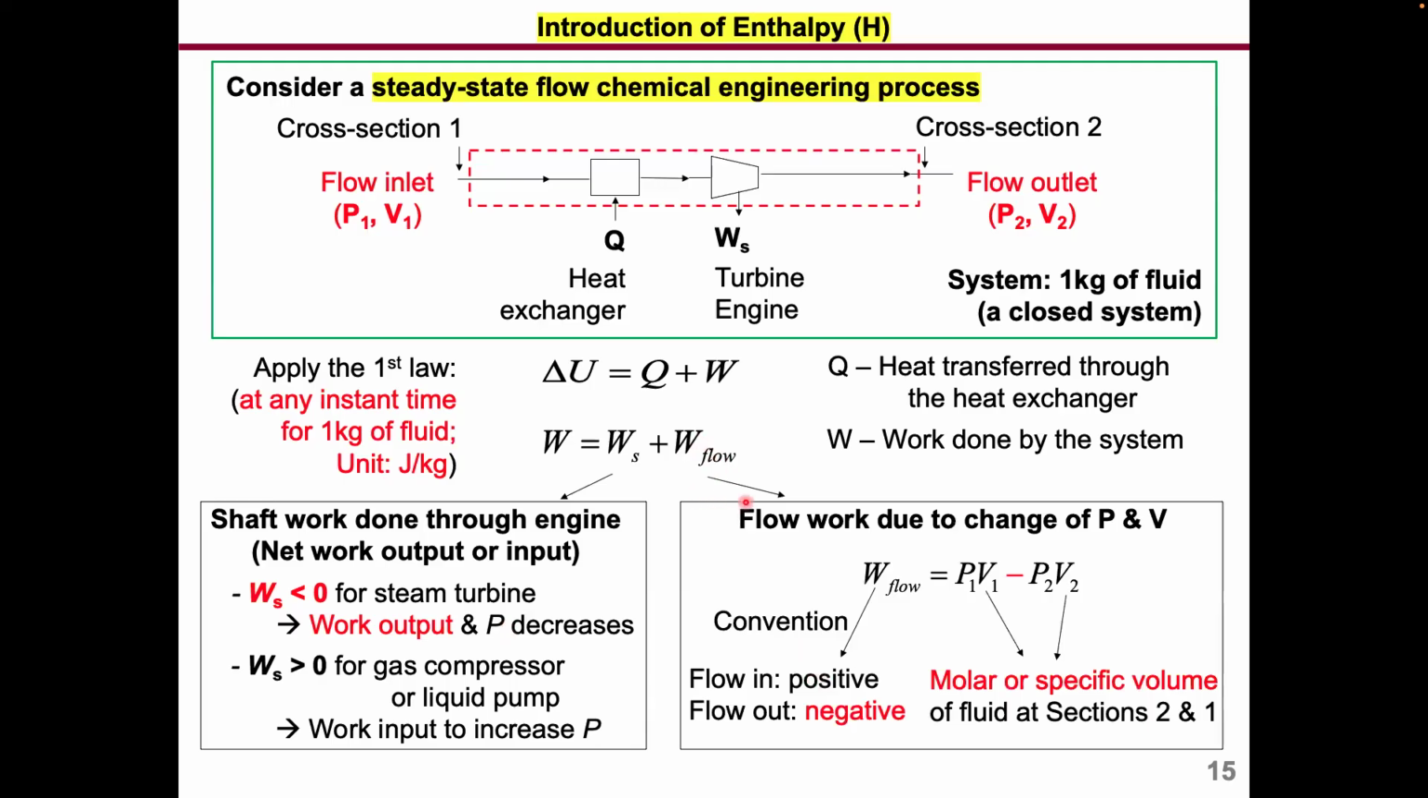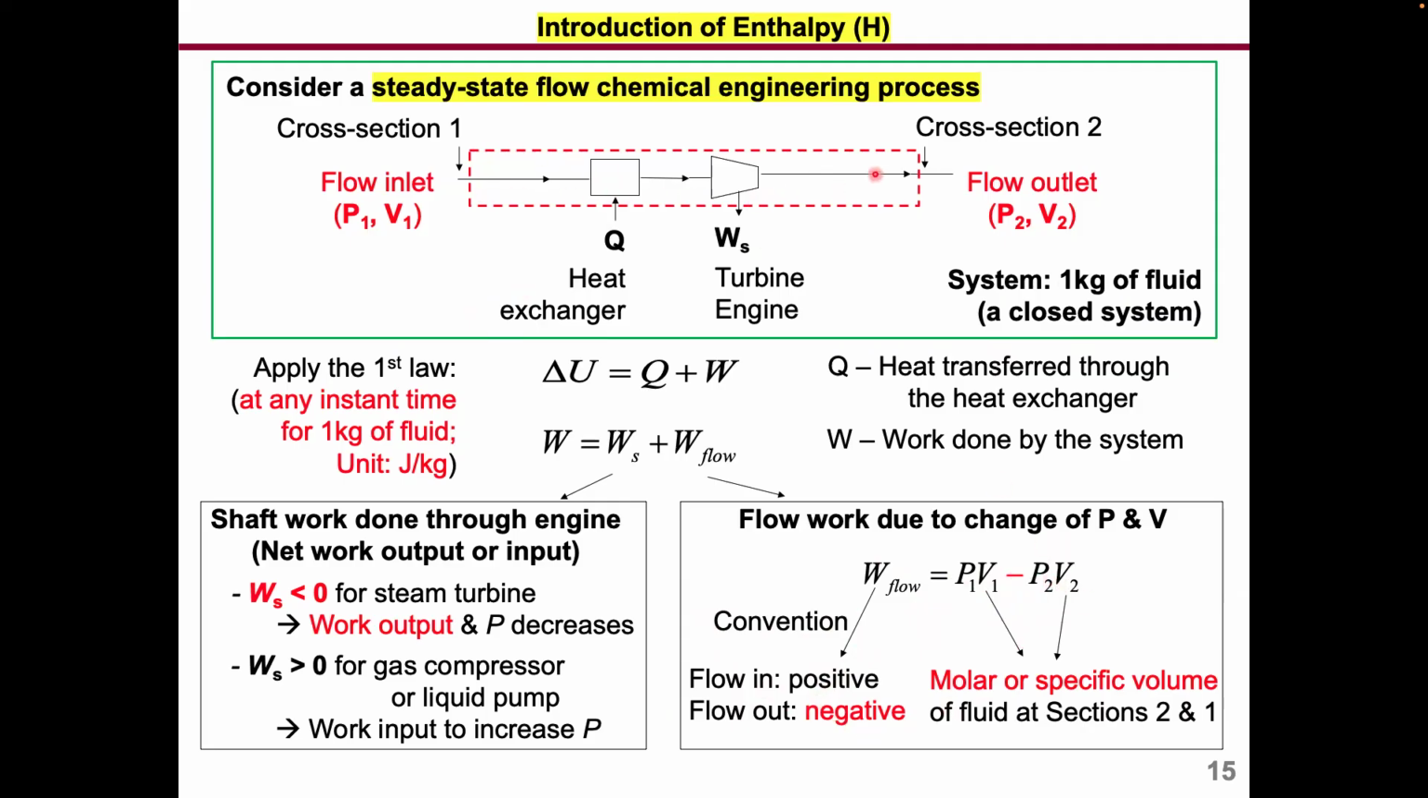Another form of this work is actually the flow work, right? Flow work is due to the change in your pressure and molar volume. So for W flow, you have flow in is P1 V1, and then flow out is going to be P2 V2, okay? By convention, if we have a flow in, it's usually positive, that's why you have positive P1 V1. And if it's flowing out, then it's negative, so it's going to be minus P2 V2.